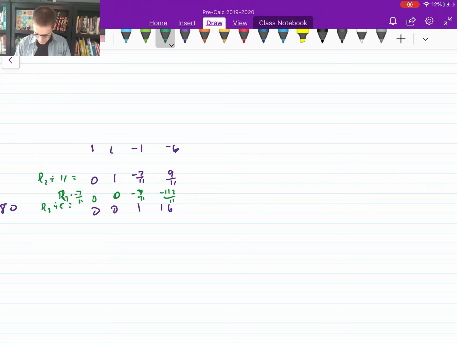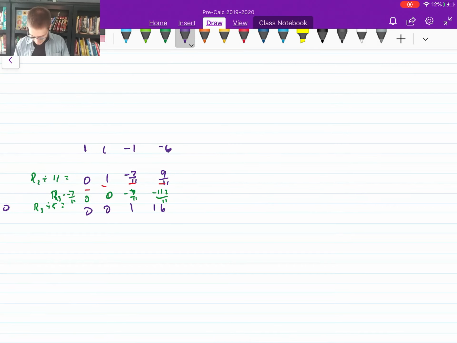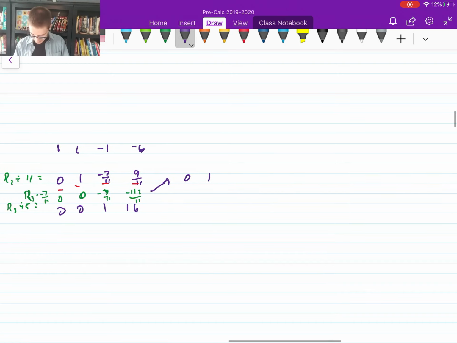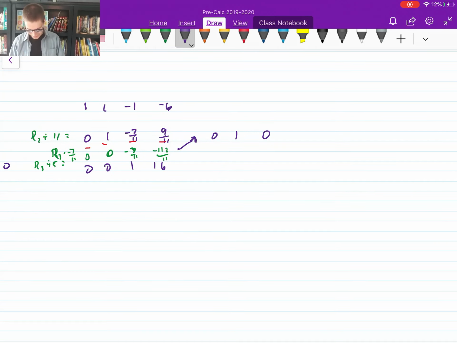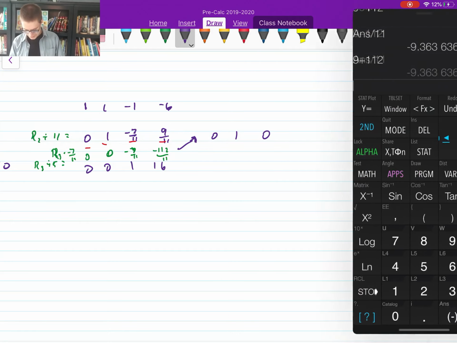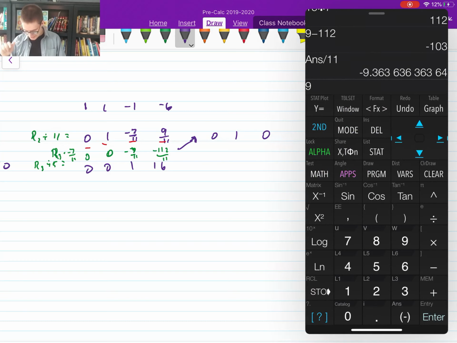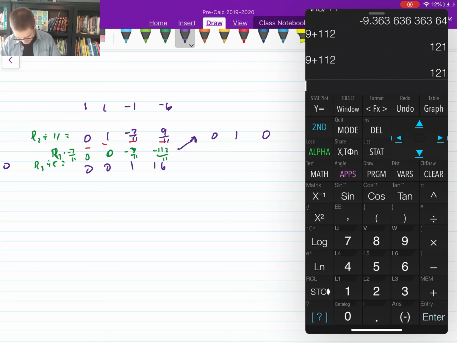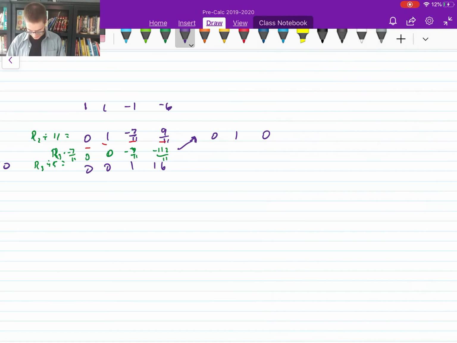We're going to subtract these two from each other. So we get, and we'll put that in the middle row. So we'll get 0, 1, and then this becomes a 0, and then, let's see, that's a 9 over 11 minus a 112 over 11. It's minus a negative 112 over 11, so 9 minus a negative 112 is 9 plus 112. Yeah, so we got 121 over 11.